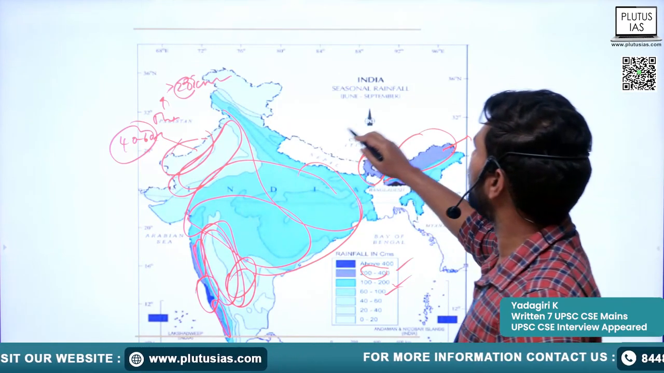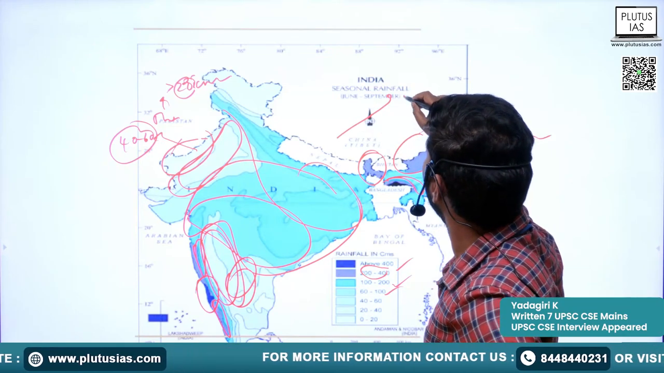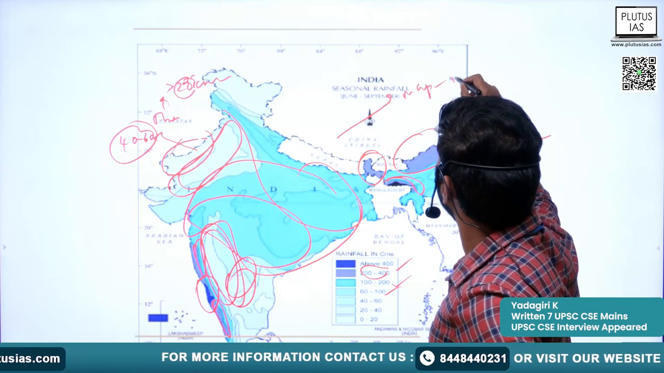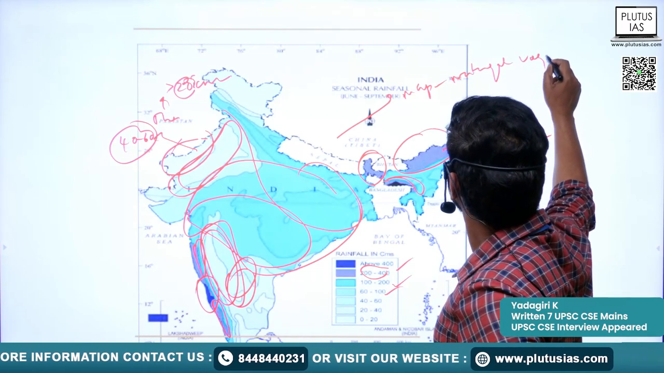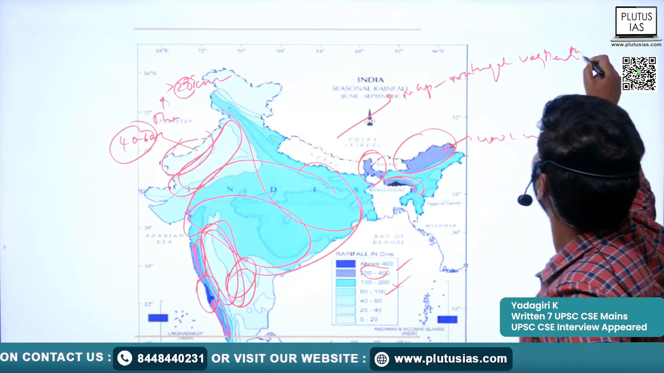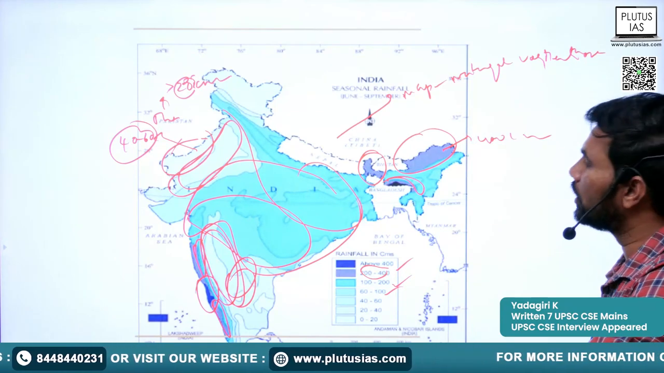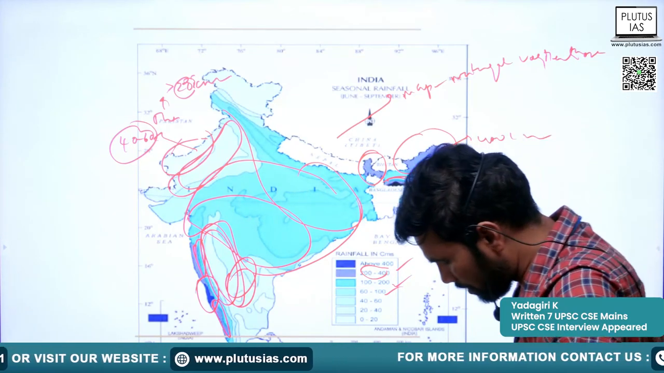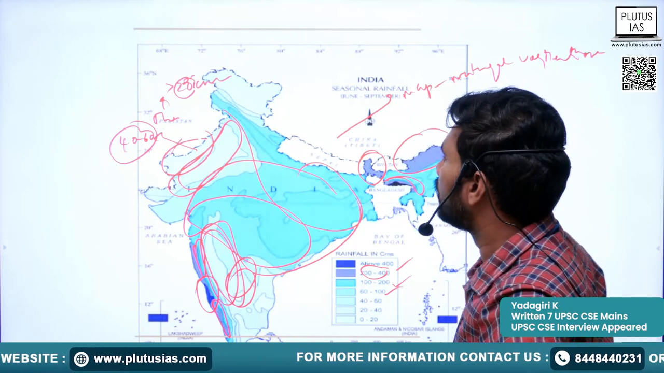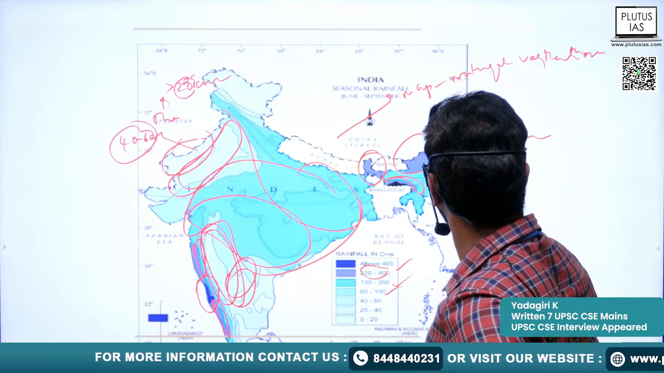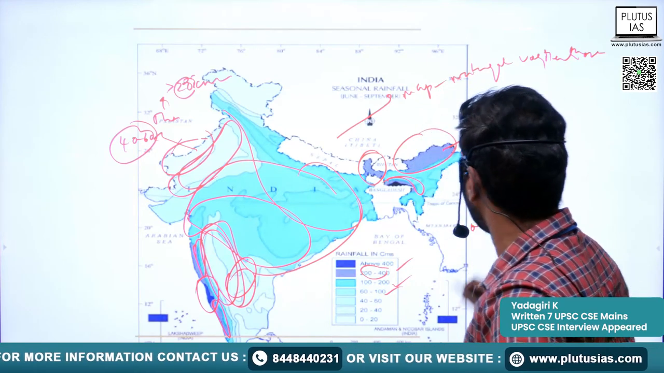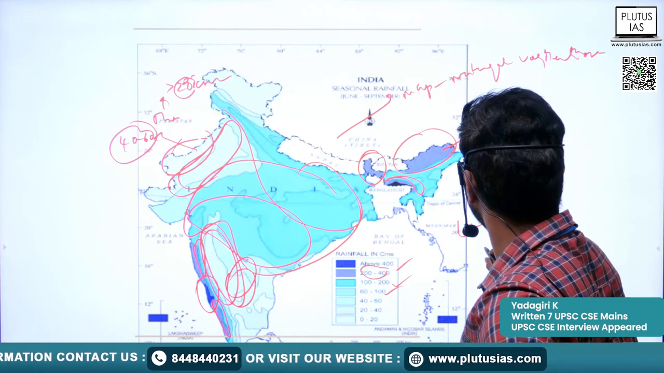So you can coincide this distribution of rainfall with the map of the natural vegetation also. So wherever the rainfall is very high, there you will find the evergreen forest. So where the rainfall is between 60 and 200 or 70 and 200, there you can find the deciduous forest.